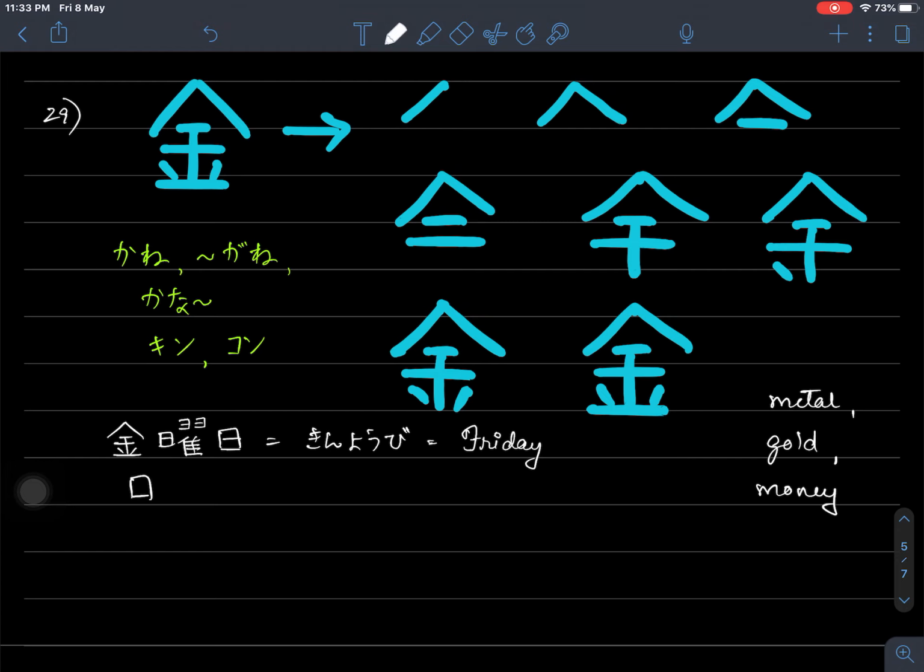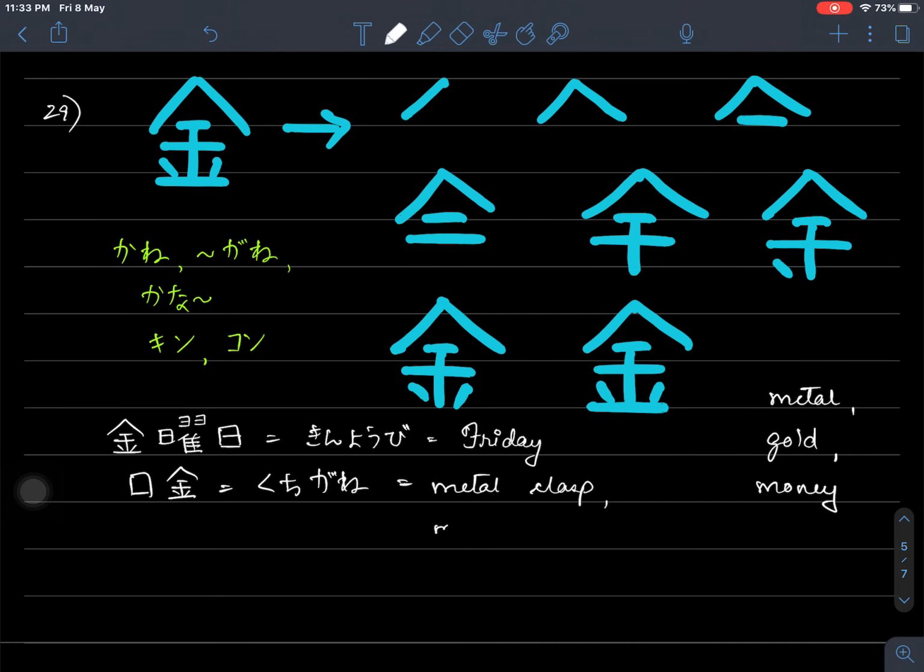Now, the next one. This is Kichigane. So this is what we'll take the first meaning, metal clasp or metal cap or metal snap. You know, something to hold things in place, prevent them from moving.